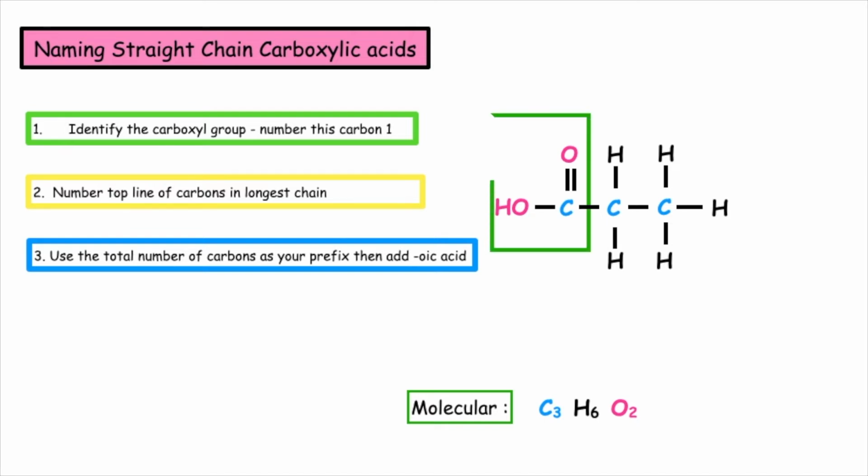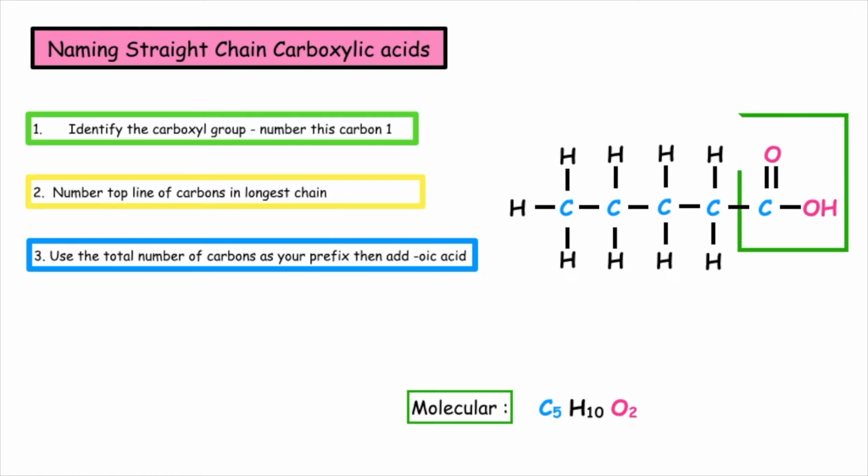Step number 1, we have to identify the carboxyl group, that's the C double bond O, OH. We number this carbon number 1. We then want to number the top line of carbons in the longest chain, and we use the total number of carbons as my prefix. So the total number of carbons we've got is 3, so this is known as propanoic acid.